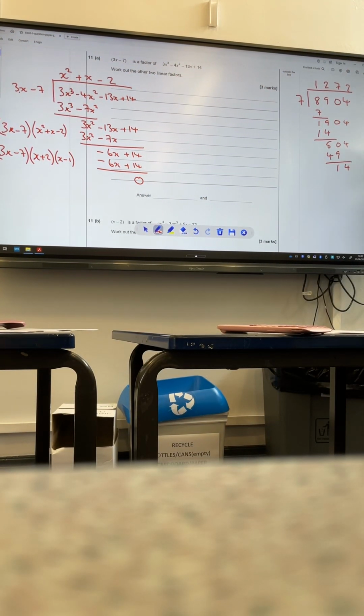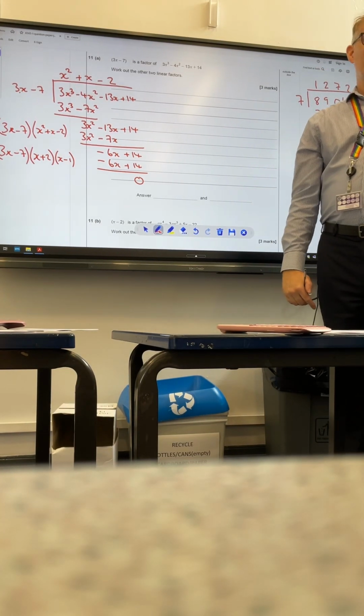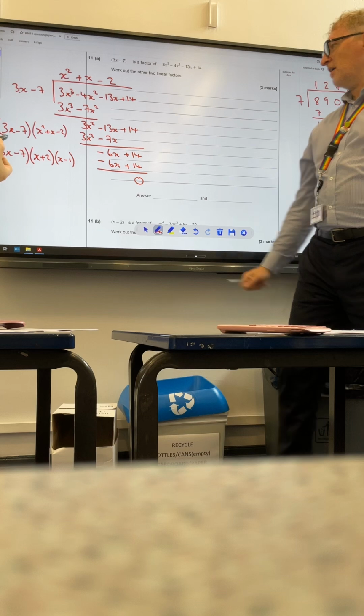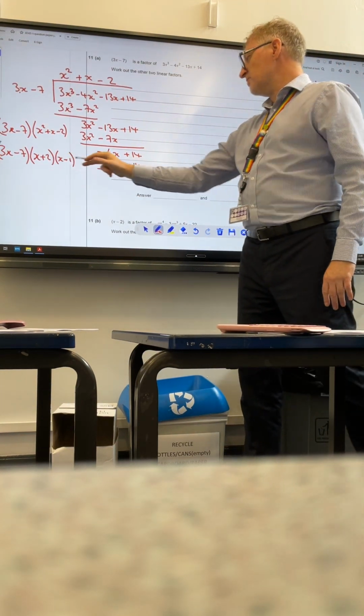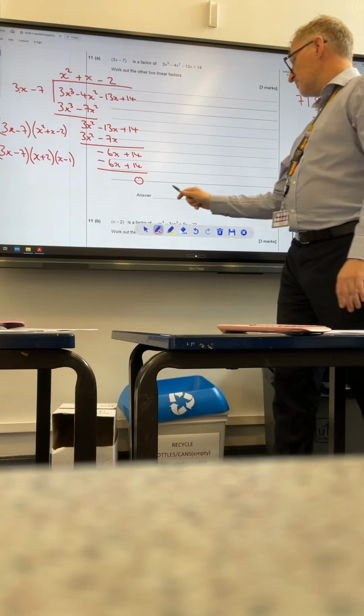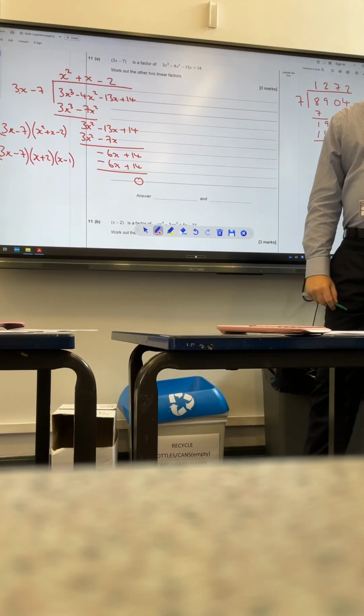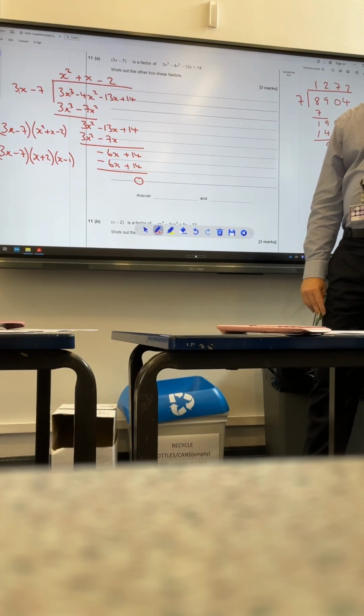Okay, so just in case, that's algebraic long division. Because it says work out the other two linear factors, they're x plus 2 and x minus 1. So you'd write x plus 2, x minus 1.